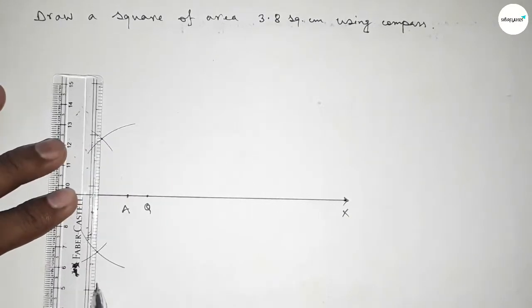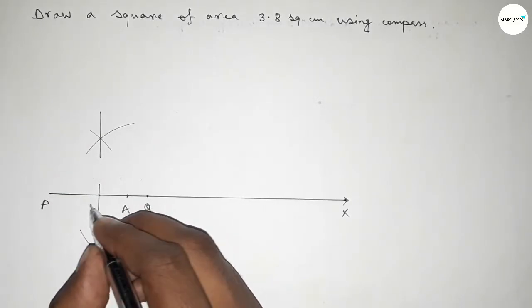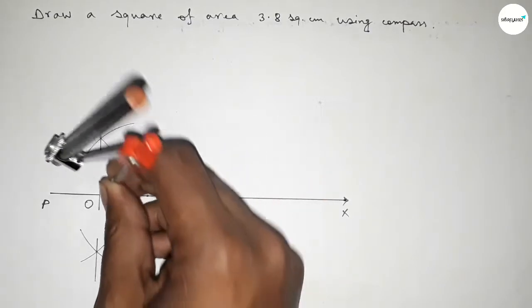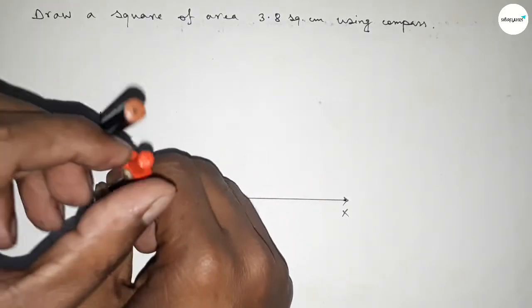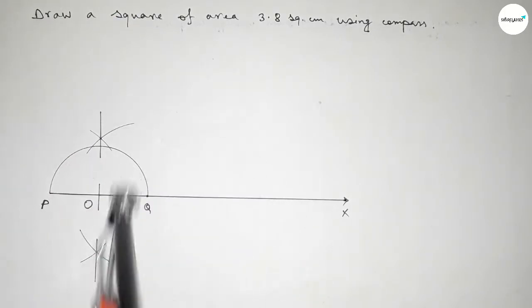Now joining this line, which meets the line PX at a point. So taking here point O. Now taking the length OP and OQ to draw a semicircle.